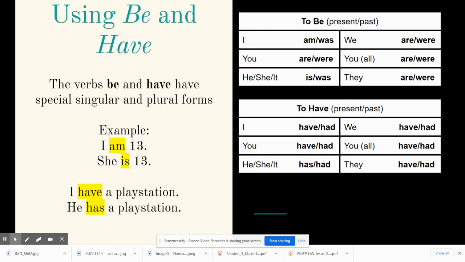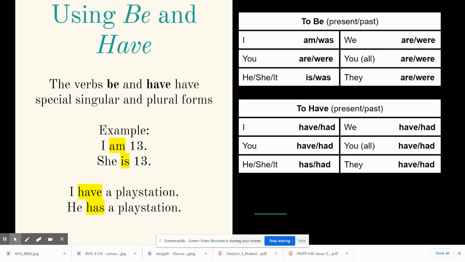Let's take a look at our examples. I am 13. She is 13. Both of these are examples of the verb be, but they look nothing like the original infinitive form be. They don't have a B or an E in them, and yet they come from the verb to be.